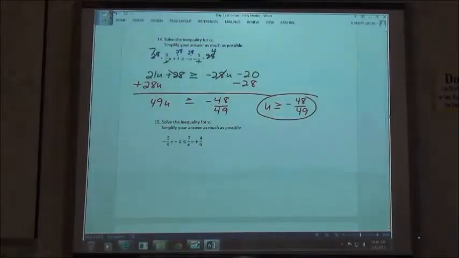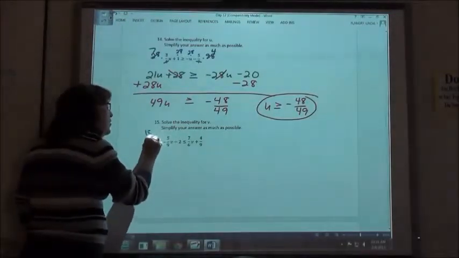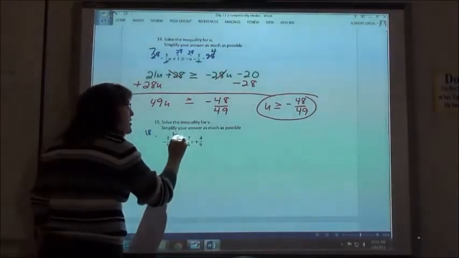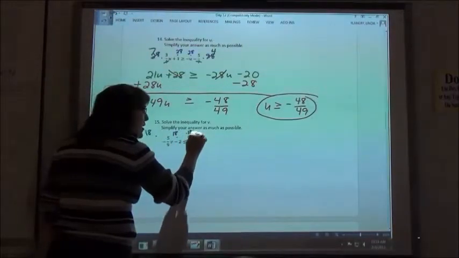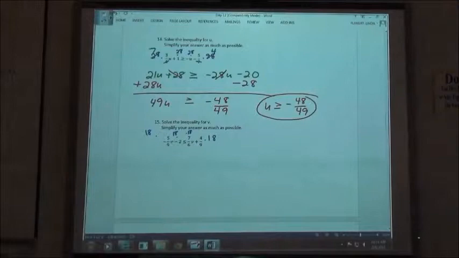So number 15, if I want to get rid of my fractions there, the first thing I want to do is multiply by 18. 9 and 6 both divide into 18. If you use 54, it should work. You're just going to have a number at the end that you have to reduce more. So if you use your least common multiple, your numbers aren't as big.